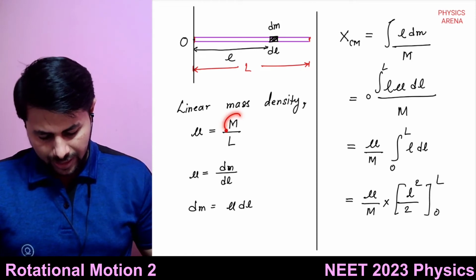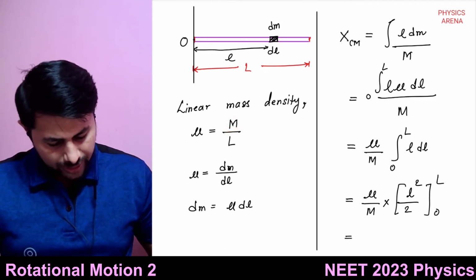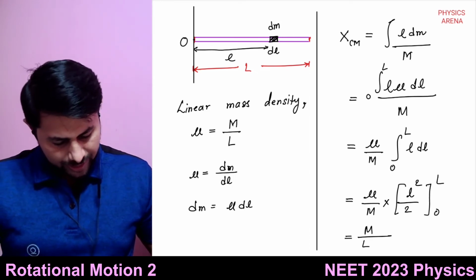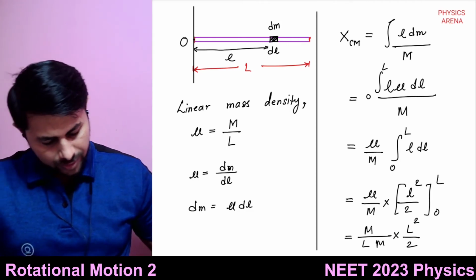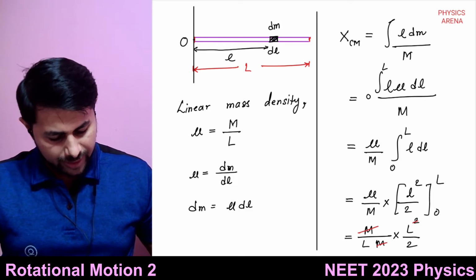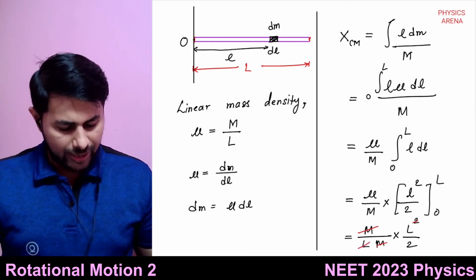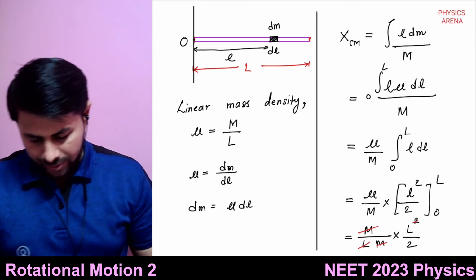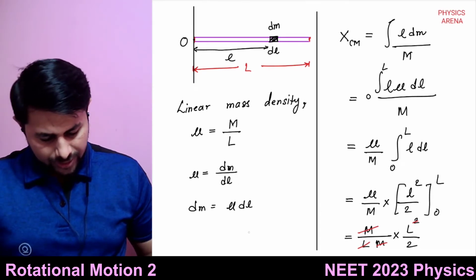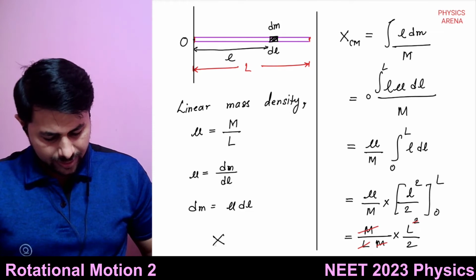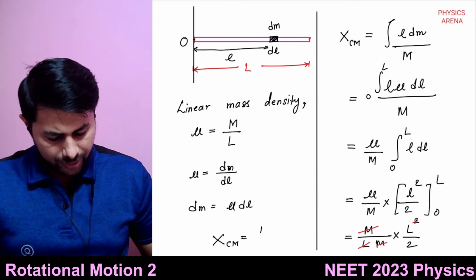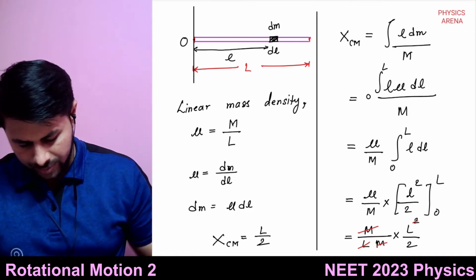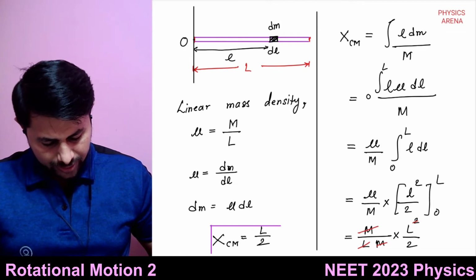And then we can write mu equals what? Mu is m upon capital L. So we have m upon capital L, that's mu, divided by this mass m, multiplied by L square divided by 2. So this m gets cancelled, and the square gets cancelled with L. So we are left with L by 2. So the x coordinate of the center of mass of this rod is equal to L by 2. Okay, so very straightforward derivation.